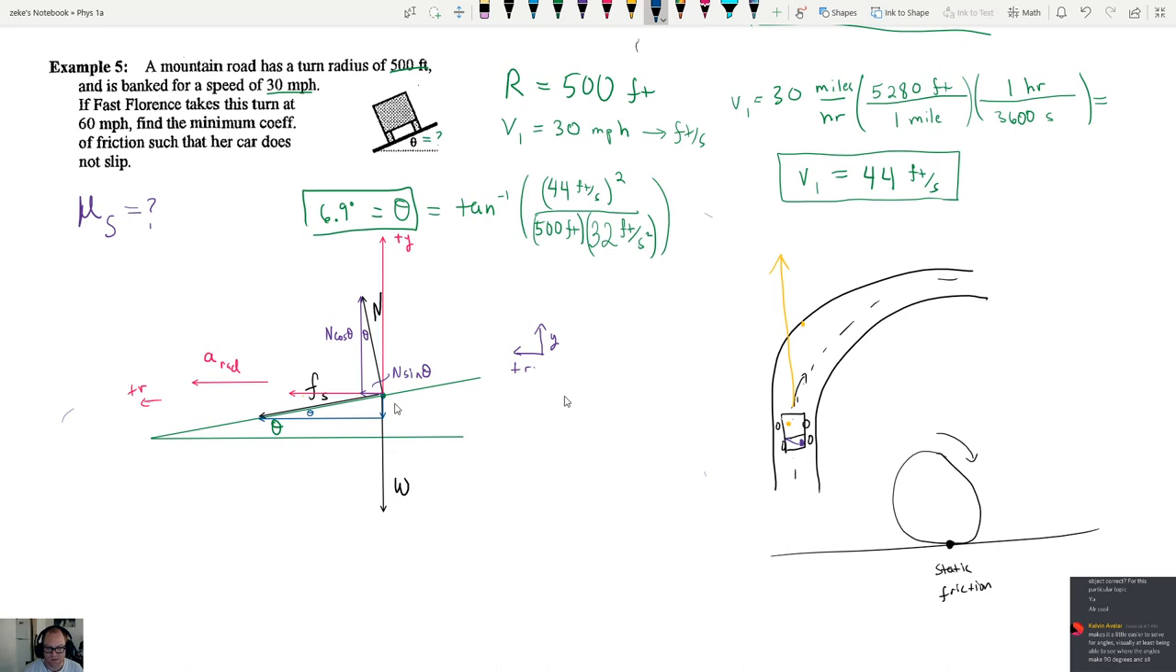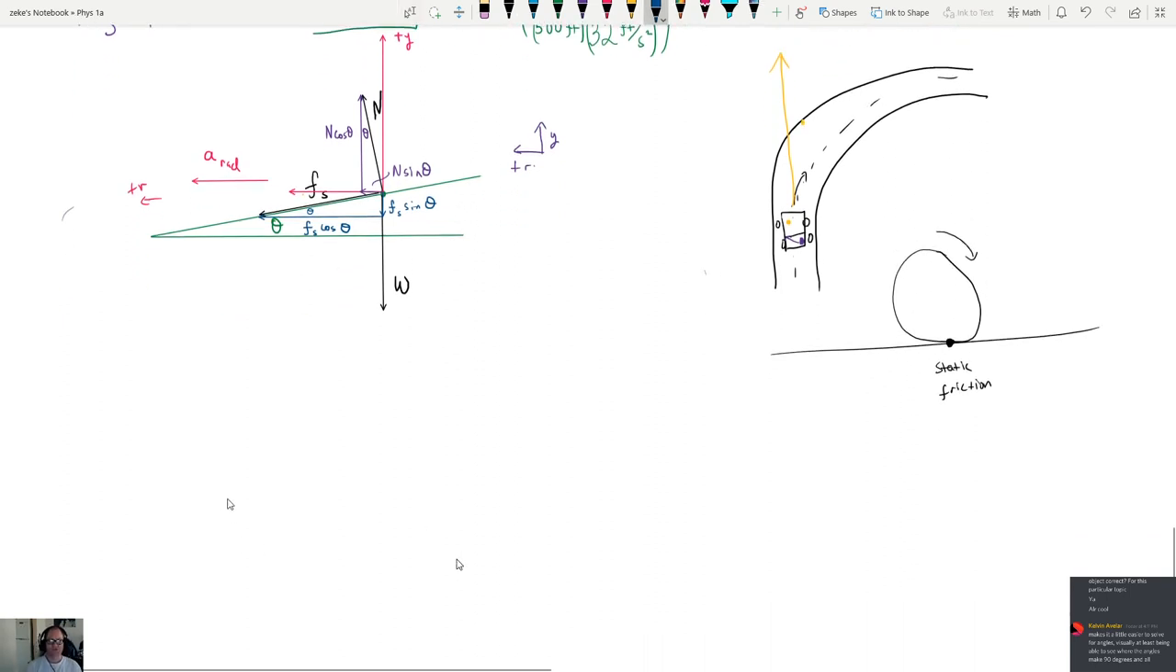So then this is going to be, hopefully I got these right this time, F_s sine theta right here. And then this will be F_s cos theta on the bottom. Okay, I think we're all set. And so now, notice that the sines and cosines are reversed here, right? The radial direction for the normal force has sine theta, and for the friction force, it has cosine theta. But that's accurate, because the angles are in different places here.